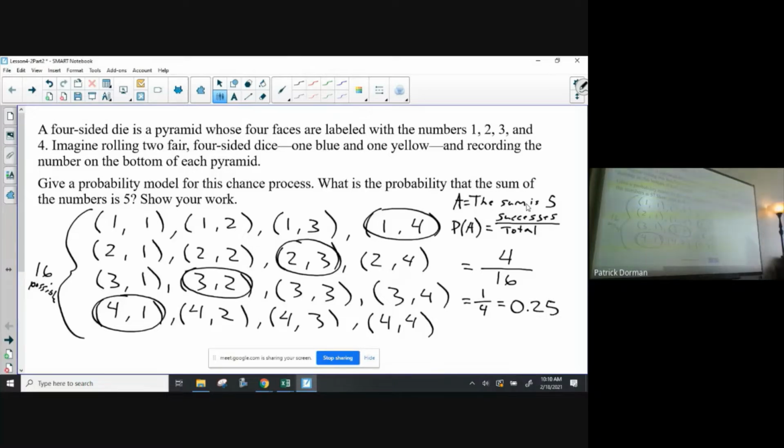So the probability is 0.25. Not too shabby. All right.